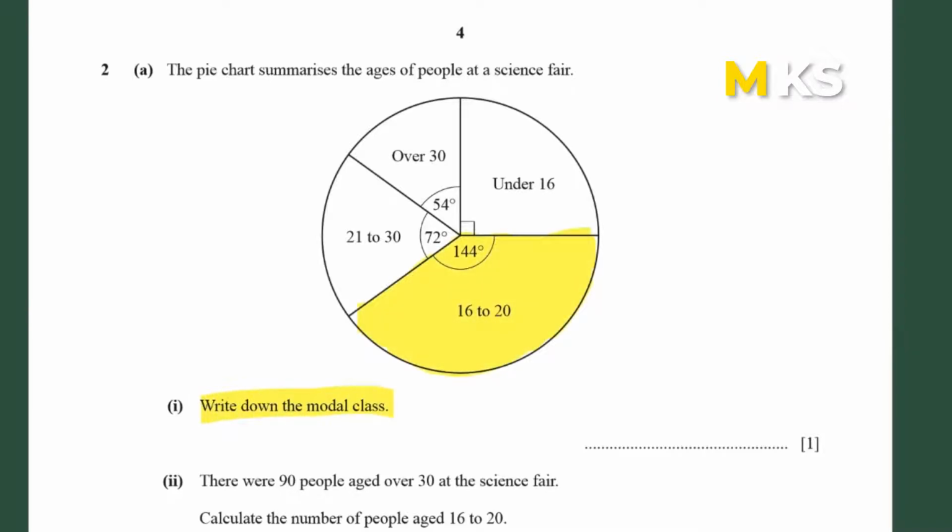Modal class means the most frequent. The largest sector of the pie chart we can see here is 16 to 20. So the age group of 16 to 20 is found the most. So 16 to 20, that will be the answer. This is a 1 mark conceptual question.